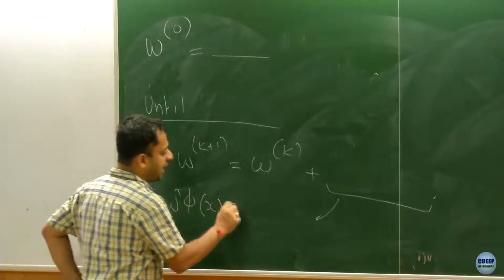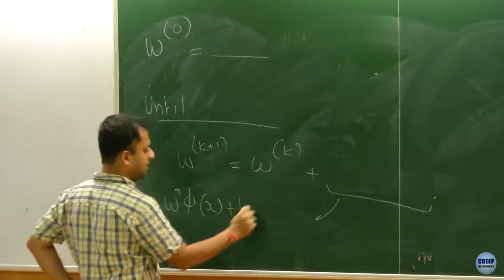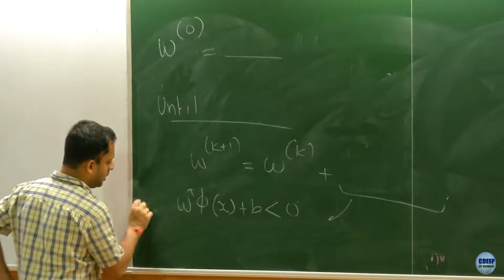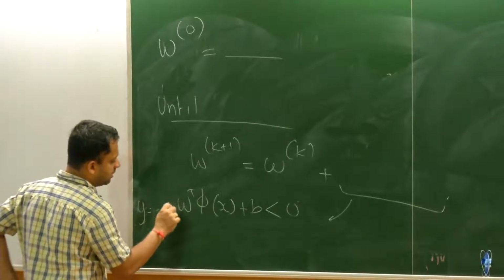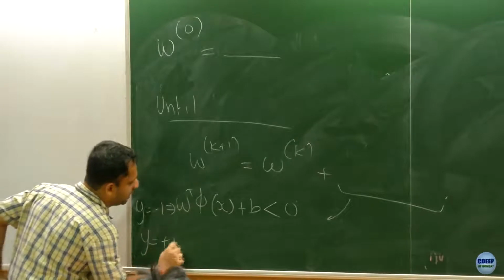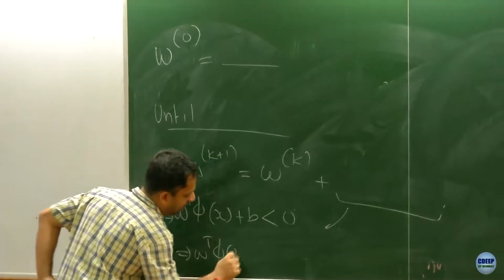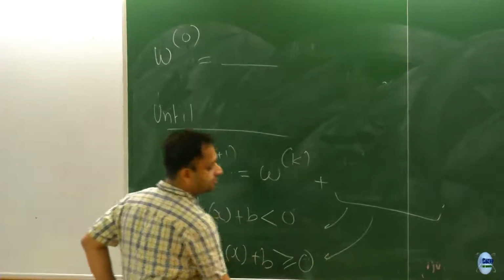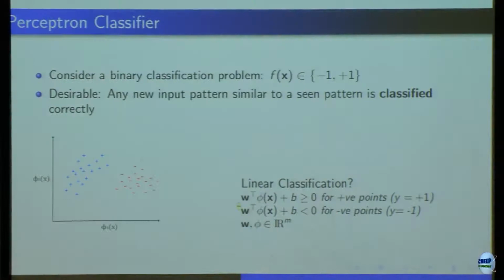Now this b can be absorbed, but let's keep it this way, is less than 0 if y is minus 1, and if y is plus 1, this quantity is greater than or equal to 0. This is the expectation. Is there a way that I can get rid of this if? Any obvious way I can get rid of this if? I don't want these two statements.